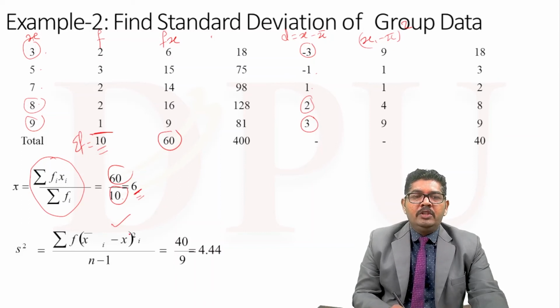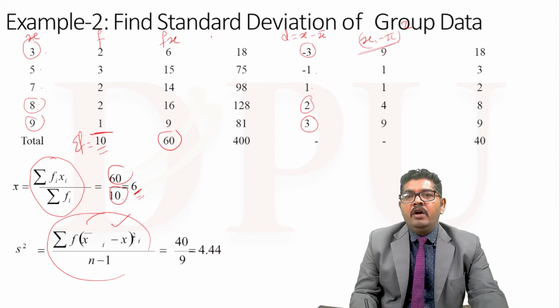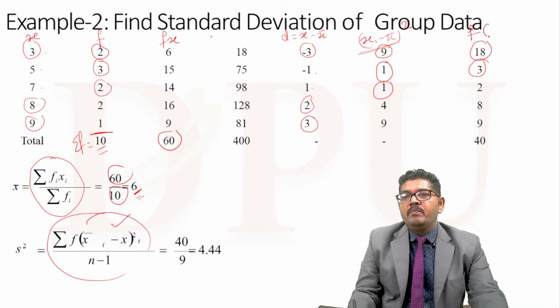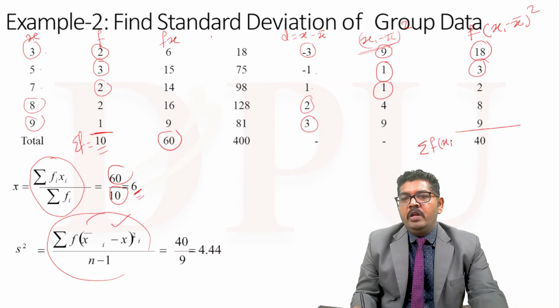Once we calculate the squared deviations, what do we do? Look at this particular formula. Squared deviations are multiplied by frequency. So we have to multiply the squared deviations by frequency. 9 multiplied by 2 is equal to 18. Then 1, the squared deviation, multiplied by frequency 3, is equal to 3. Then 1 multiplied by 2 is 2, and so on. So we calculated frequency multiplied by squared deviations, and the addition is given as the summation of frequency multiplied by squared deviations.